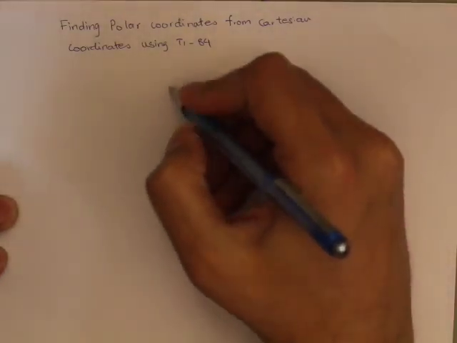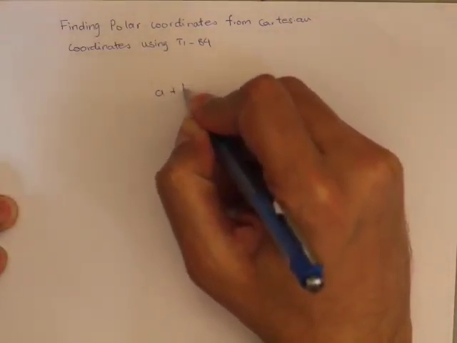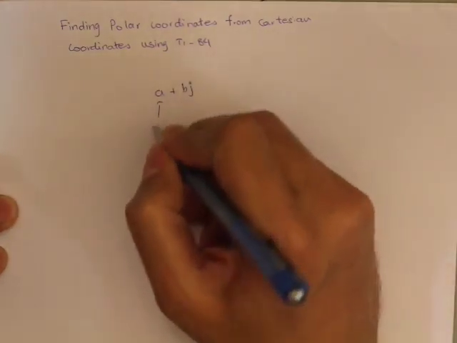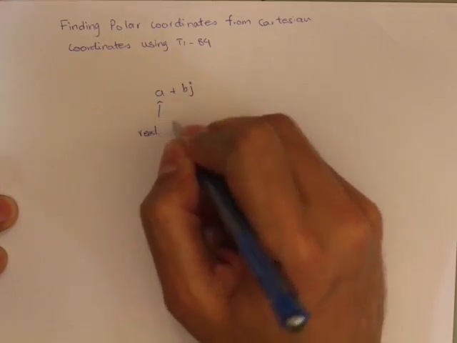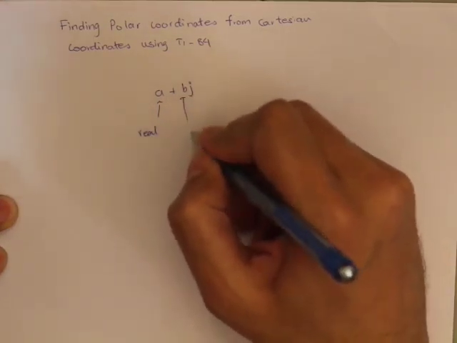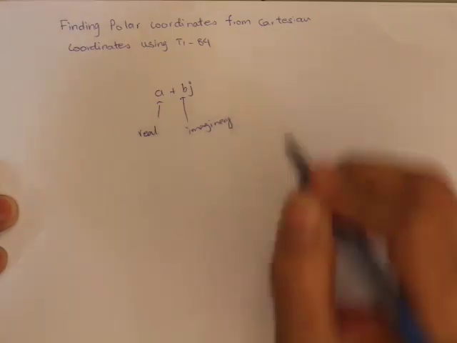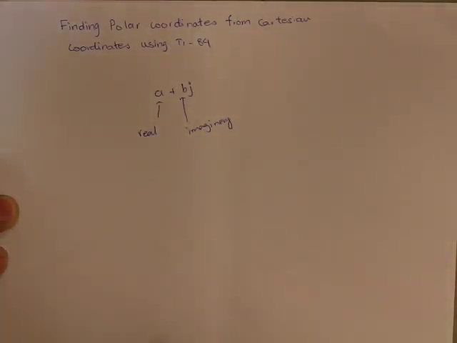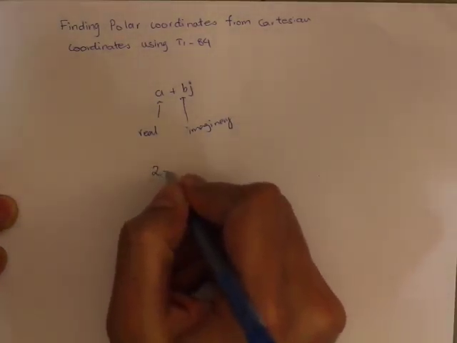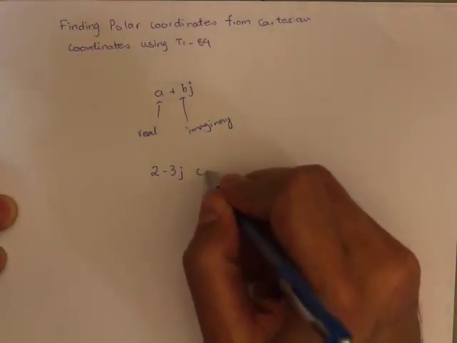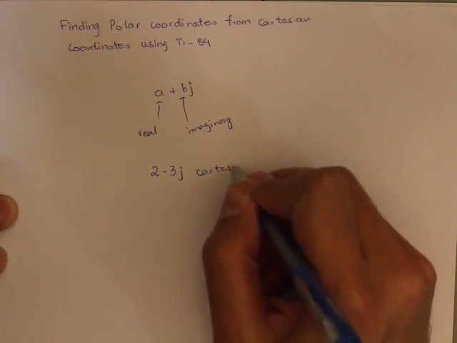A complex number could be represented as a plus bj, where the first part is your real part and the second part is your imaginary part. For instance, if we have a number like 2 minus 3j, this is in Cartesian form.